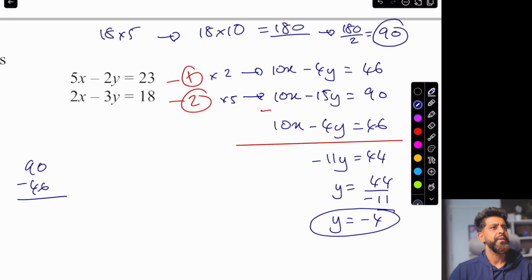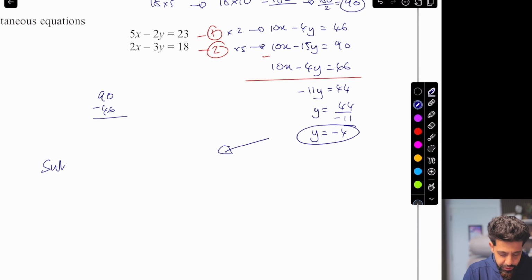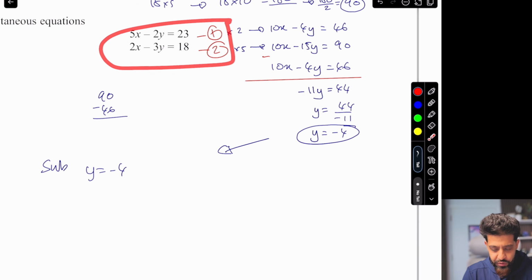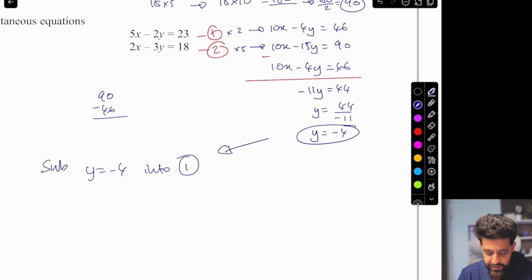Right, now we do the substitution. So sub y equals minus 4 into either of these two equations. I'm going to pick number 1, but you can pick number 2 as well. Just make sure that you do any checks in the other one. So I'm going to pick equation number 1. Equation number 1 is 5x minus 2y equals 23.